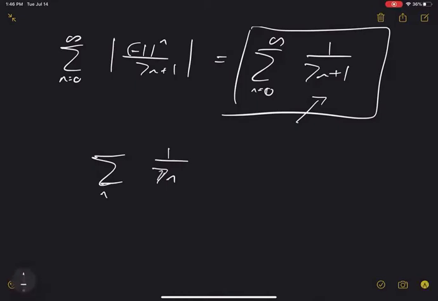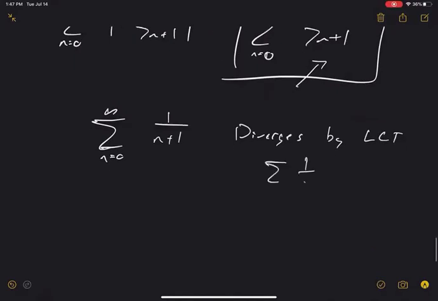Or maybe a better series would be 1 over n plus 1. That should work as well. This series is basically just a harmonic series, just shifted a little bit. So this diverges. If we wanted to be technical, we could show that this diverges by the limit comparison test as well, comparing it to 1 over n. The important thing to know is that this diverges.